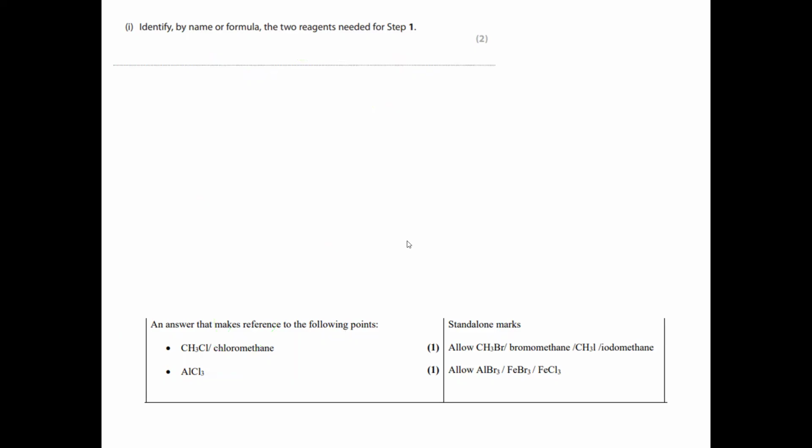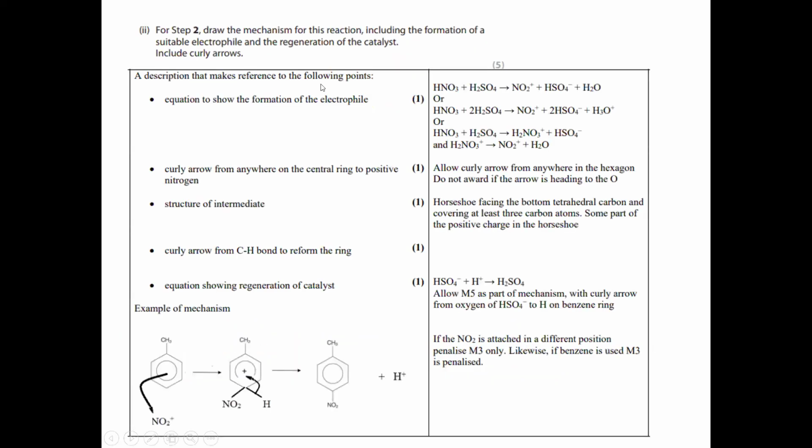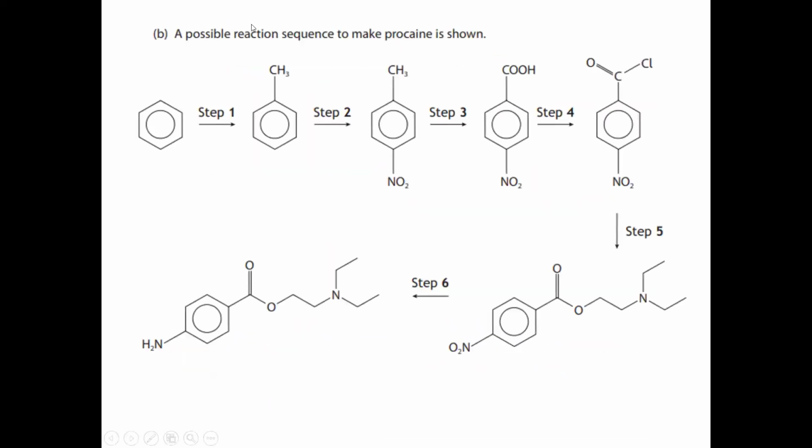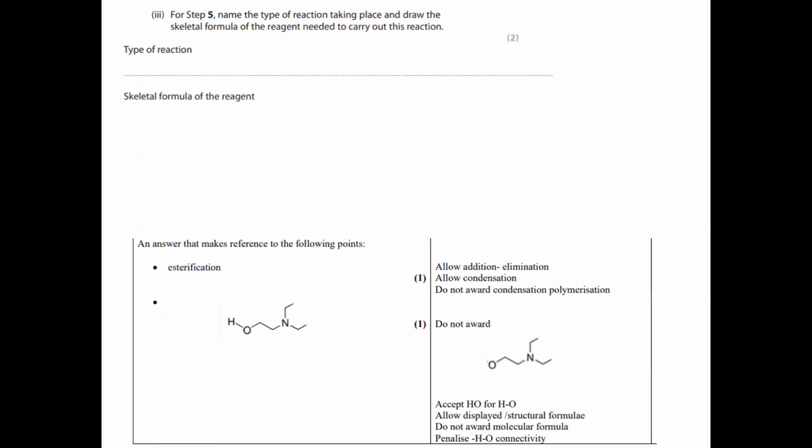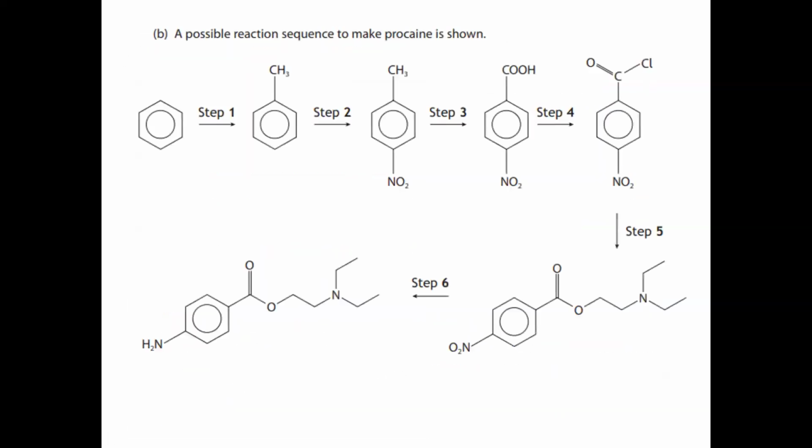Let's go to the next one. Then in part 2 they're asking for step 2: draw the mechanism of this reaction, including the formation of the electrophile. That means they are asking for the nitration reaction mechanism. We'll try to remember that mechanism. Okay, we have an empty page, so we'll use it. CH3 group, okay.